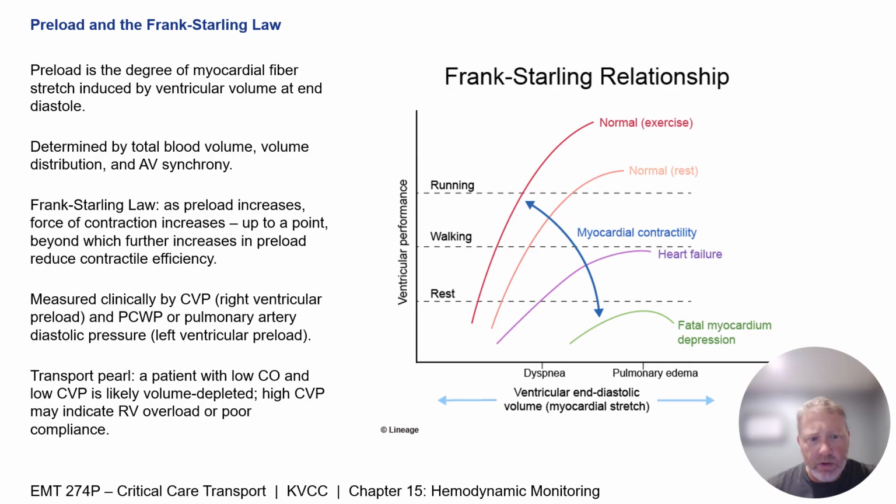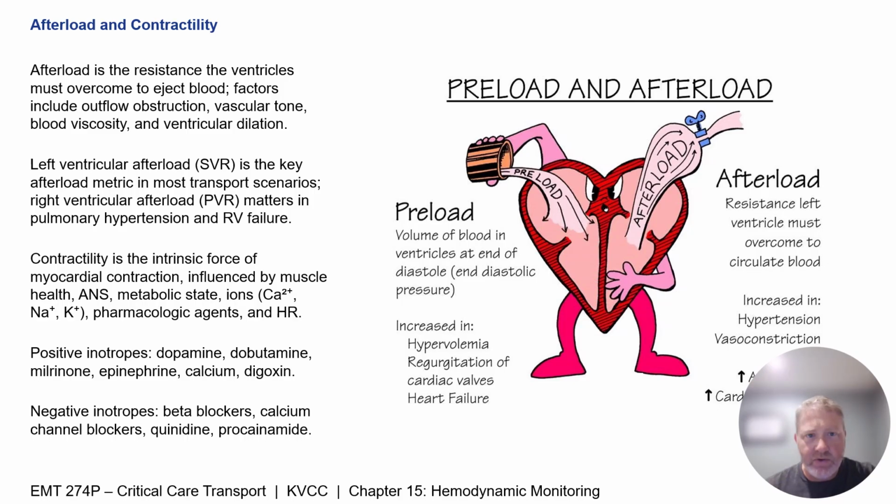So a patient with low cardiac output and low CVP, they're likely volume depleted. Patients with high CVP may indicate RV overload or poor compliance. Contrast that with afterload. Afterload is the resistance that the ventricle has to overcome in order to eject blood. On the left side, SVR or systemic vascular resistance is the main practical expression of afterload. On the right side, PVR or pulmonary vascular resistance plays a similar role.